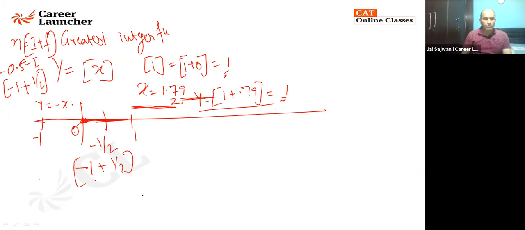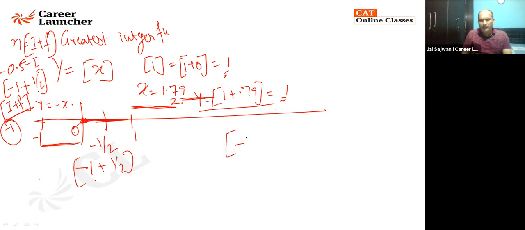So I know whenever the value is coming out to be -1 plus half, it is always integer plus fraction. What is the greatest integer that I have come here? I will say that comes out to be -1. So I know here it will be coming out to be -1. This value will come out to be -1.